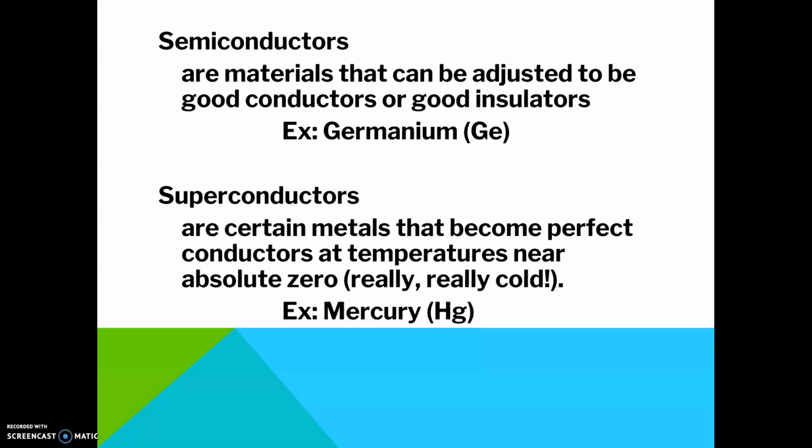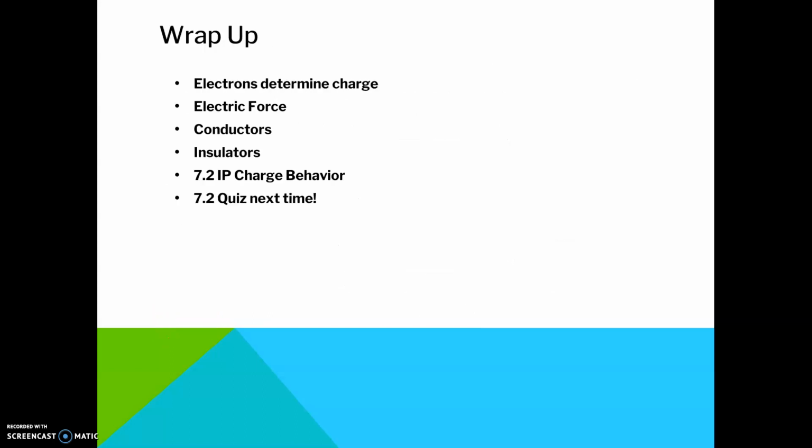And then superconductors are the other one, okay? So these are certain metals that become perfect conductors at very, very low temperatures. So absolute zero, that's going to be 0 Kelvin. Absolute zero, super, super cold. So an example of that is mercury.